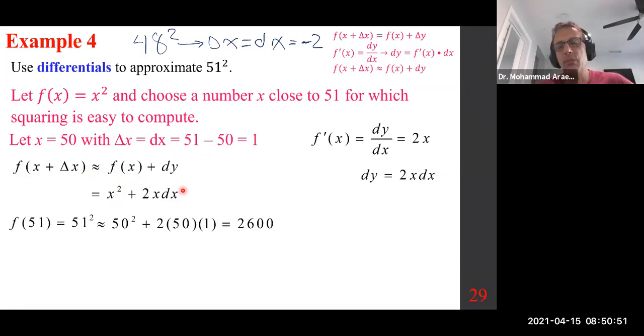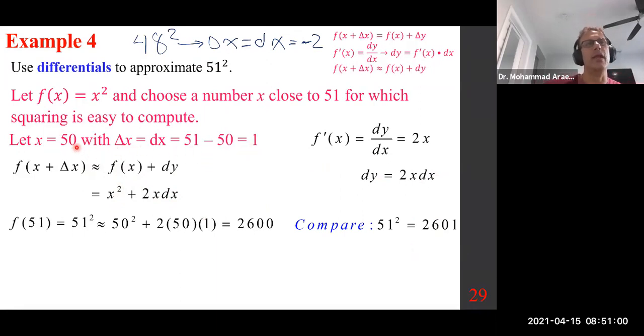As I mentioned, if you compare it to the actual one, they are extremely close. And the reason why is very simple. Delta x is very small in a matter of comparison to x.